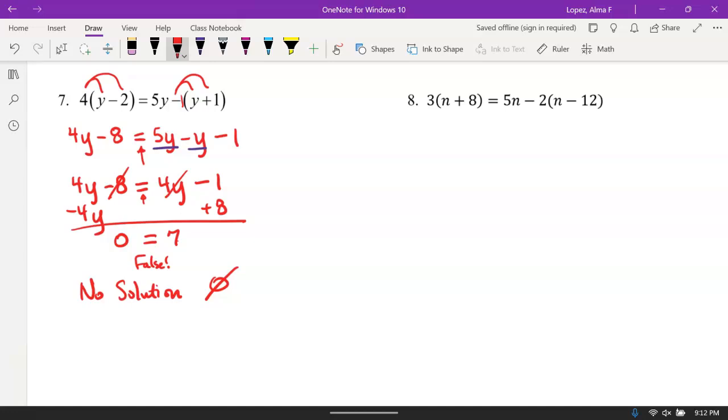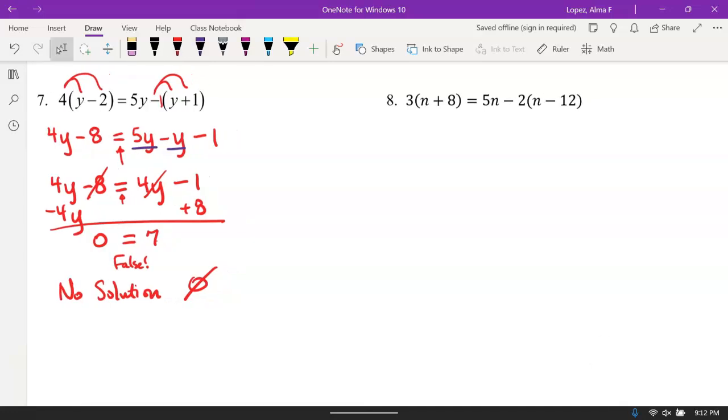All right, let's do number 8 and then we'll go on to the next part of the video. Distribute through each parentheses here a 3. 3 times n is 3n. 3 times 8 is 24. I've got a 5n on the other side of the equal sign. Now this negative 2 times n is minus 2n. And negative 2 times negative 12 is plus 24.